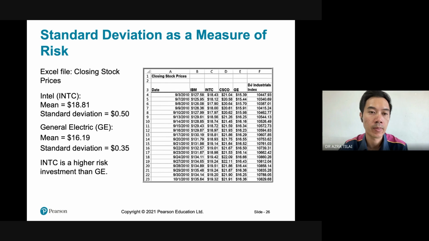Okay. So this is how you measure standard deviation. You can even try it by yourself, to identify what is the standard deviation for Intel, General Electric, and so forth.